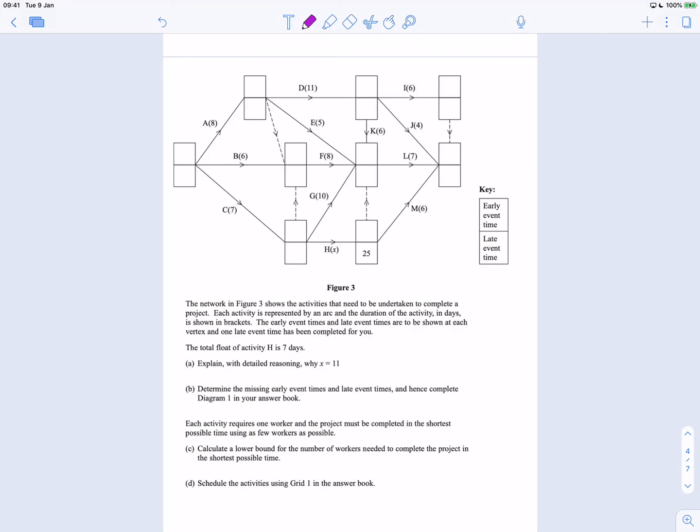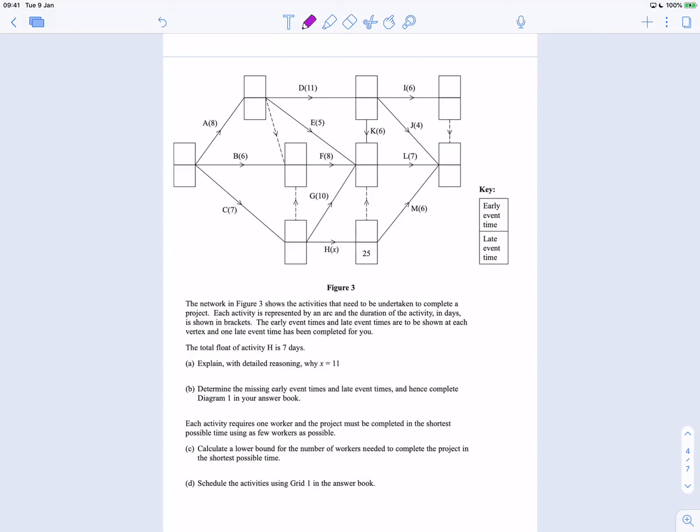So, pause the video, give this one a go yourself. Okay. The network in Figure 3 shows the activities that need to be undertaken to complete a project. Each activity is represented by an arc, and the duration of the activity in days is shown in brackets. The early event times and late event times are to be shown at each of the vertex, and one late time has been completed for you. The float for activity H is 7 days. Explain with detailed working why x equals 11.